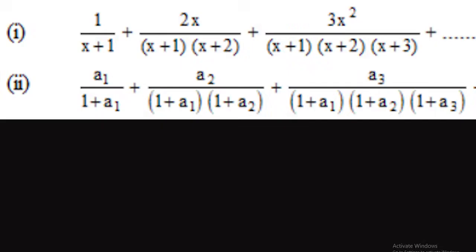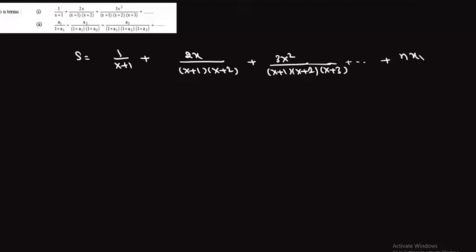Now in this question, we need to find the sum of the series up to n terms, and the series given is 1 upon (x plus 1) plus 2x upon (x plus 1)(x plus 2), and this is 3x square upon (x plus 1)(x plus 2)(x plus 3), and will continue up to n terms, and the nth term will be n x to the power n minus 1 upon (x plus 1)(x plus 2) up to (x plus n).